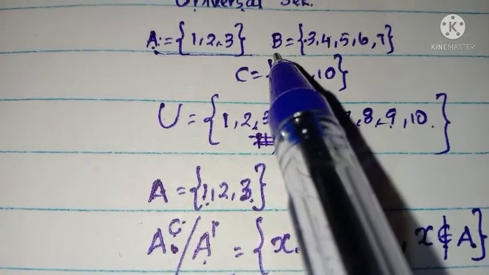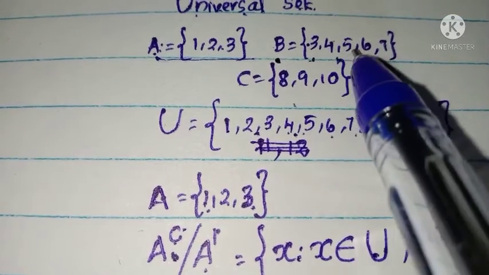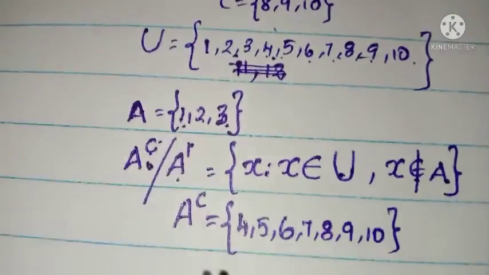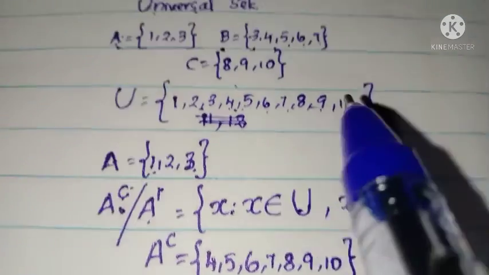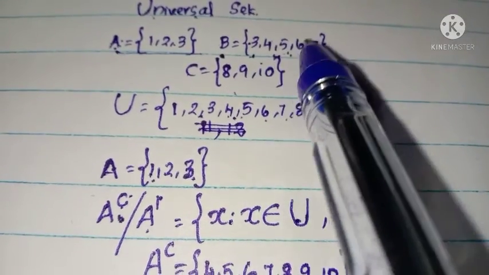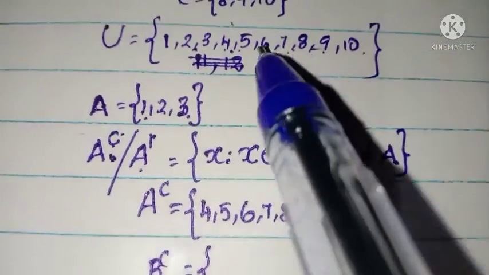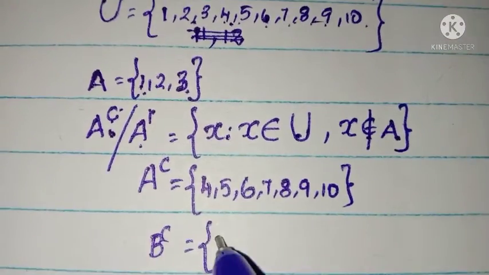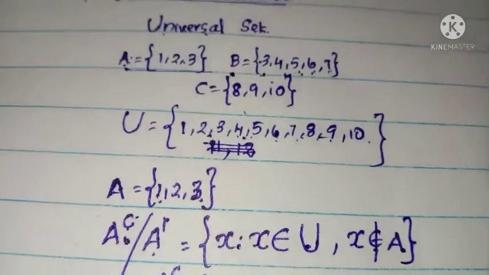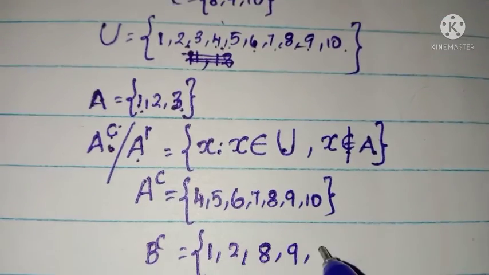This is A complement. Okay. Suppose we have a set B equal to {3, 4, 5, 6, 7}. So what is B complement? We are eliminating the elements 3, 4, 5, 6, 7 from this universal set and writing the remaining elements, that is 1, 2, then 8, 9, 10.